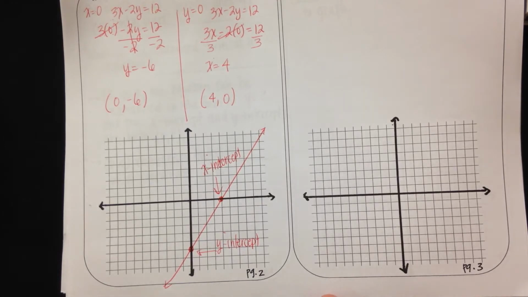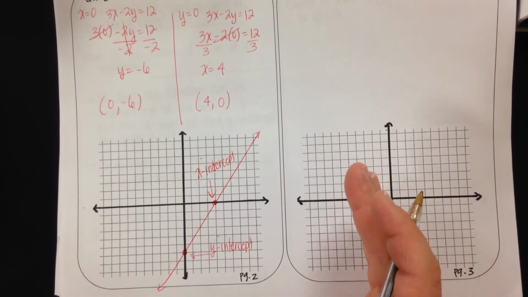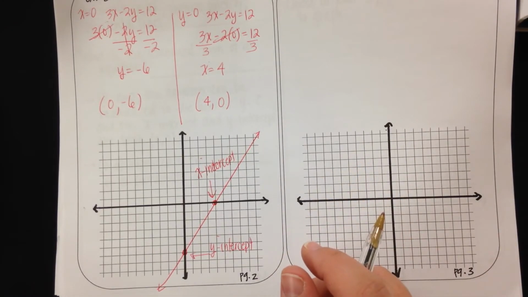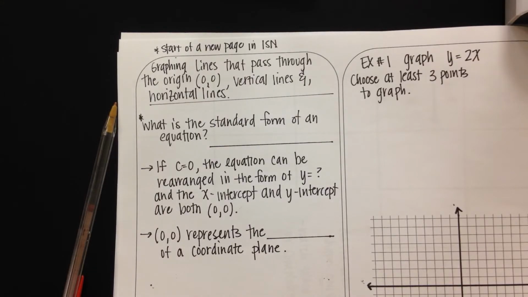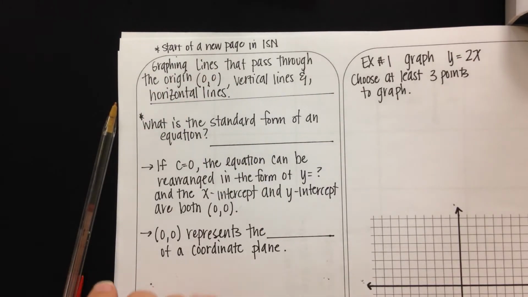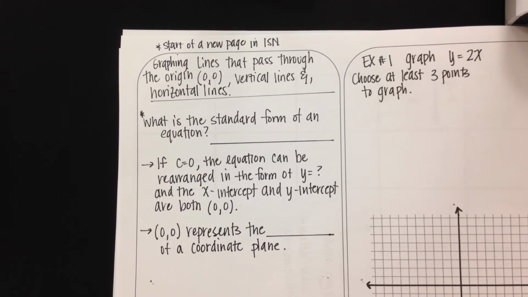Okie dokie. So what I want you to do is use the same concept. I want you to do example 4 on your own, and we will compare answers. Now this will be the start of a new page in your interactive notebook. You can see it's page 1. Graphing lines that pass through the origin, vertical lines, and horizontal lines.